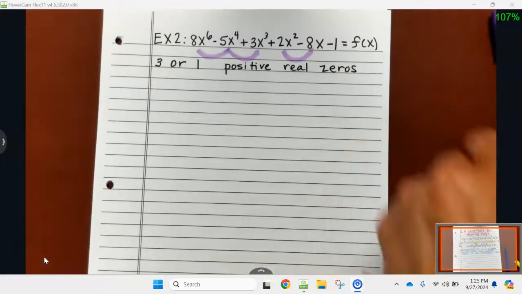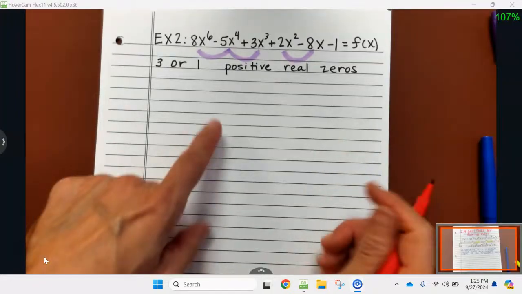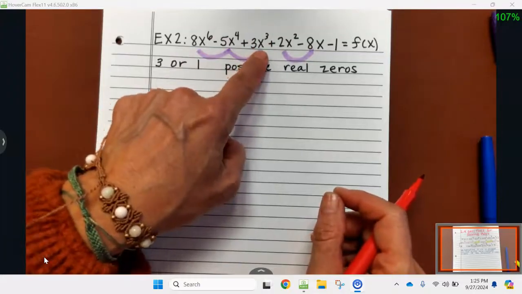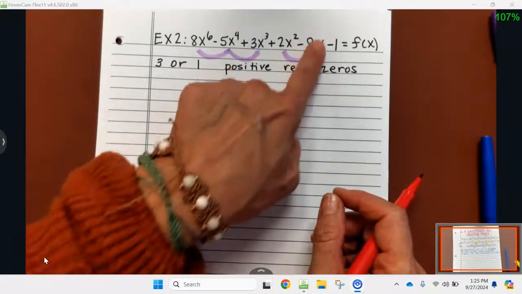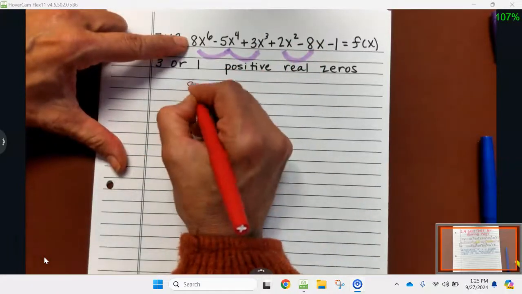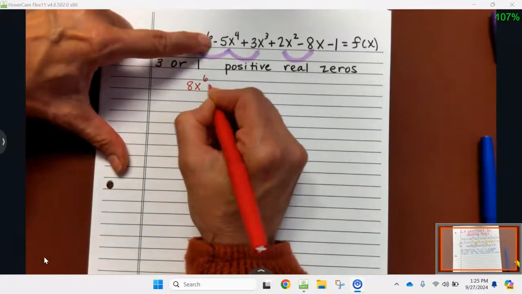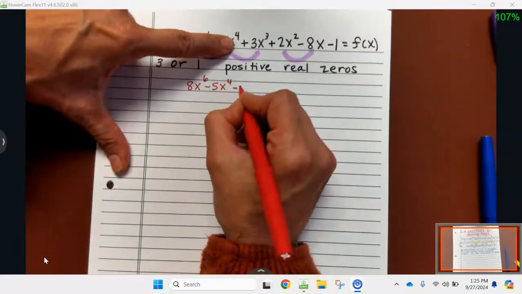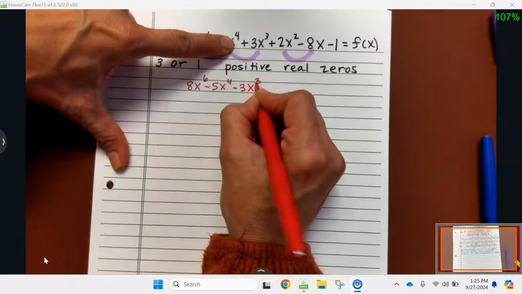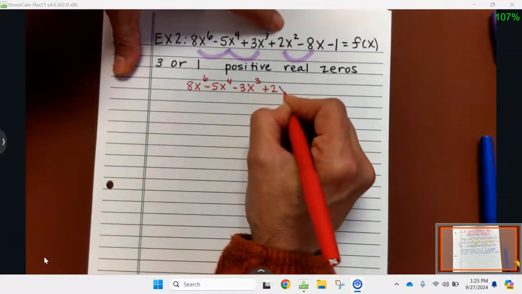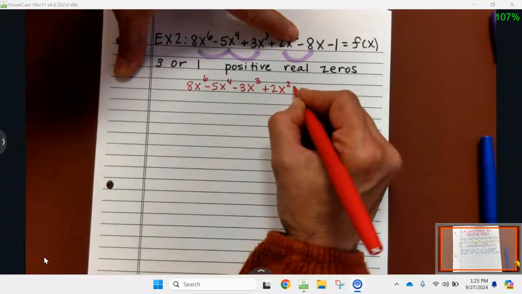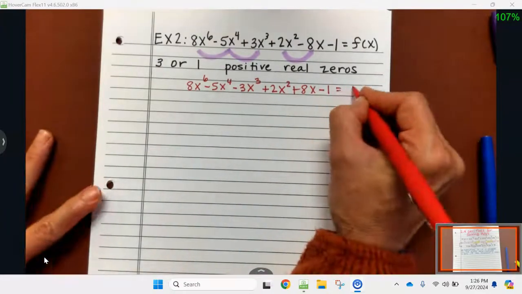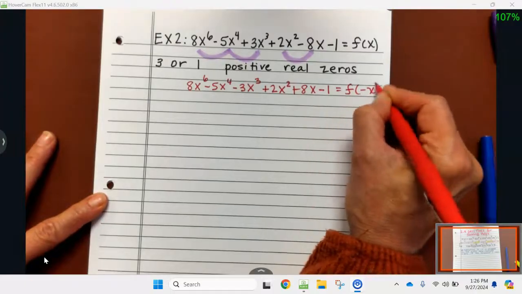Let's see what happens when we plug in negative x. So remember, the only signs that are going to change are our odd exponents. So this is going to change signs, and so is that. So that's going to stay how it is. This is going to stay how it is. That guy's changing. Staying the same. Changing. And of course, a constant is a constant. I can't do much about that. Now remember, I just plugged in negative x here.